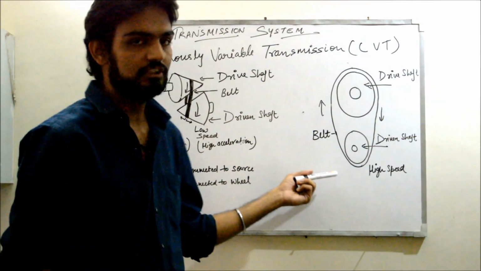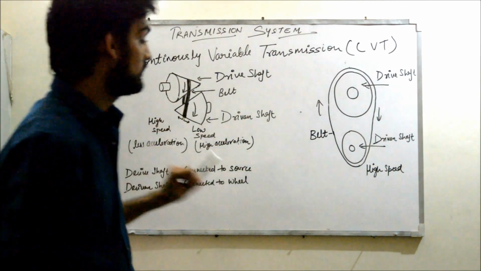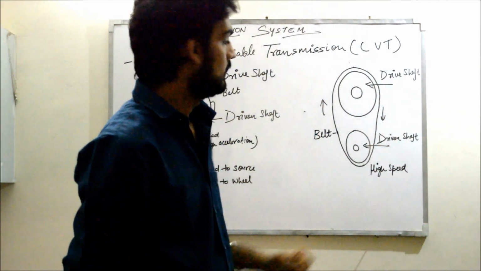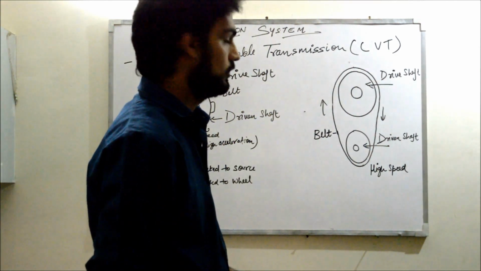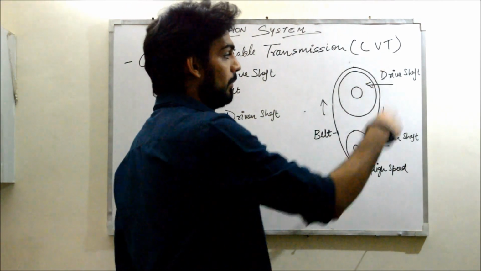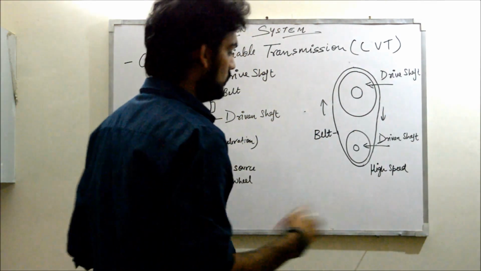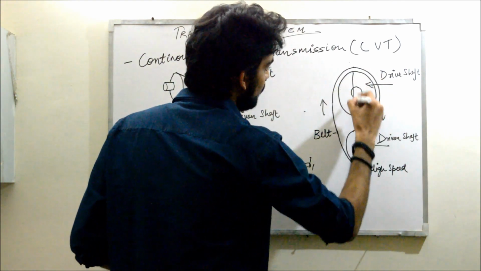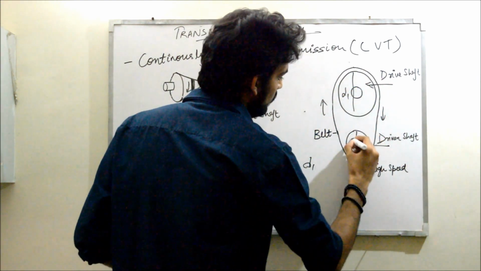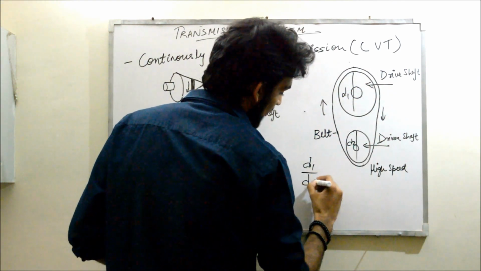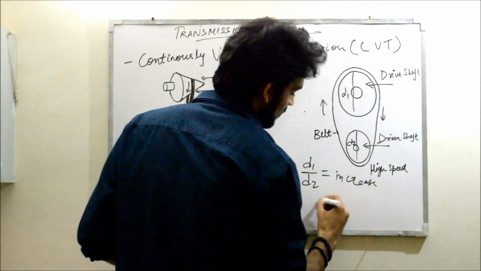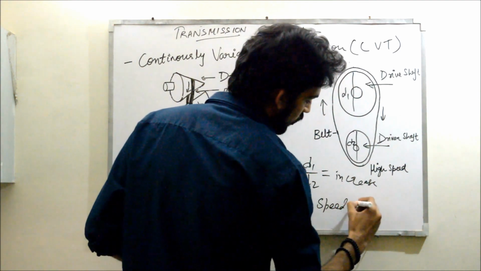Now this is the cross-section view of this shaft. The distance between the centers of these shafts is constant, and the length of the belt is also constant. So the ratio, if we say this is D1 and this is D2, as this ratio increases, the speed of the automobile also increases.